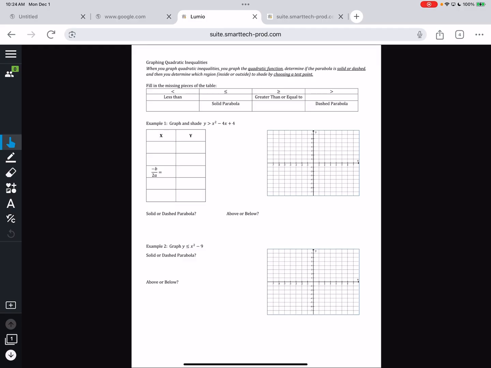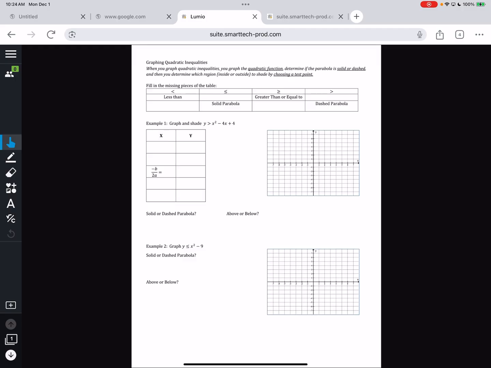Now, back when we were just graphing linear equations, do you remember when we used a dotted line and when we used a solid line? Solid. When it was greater than or equal to, that gave us a solid. If it had that equal to underneath it, it was part of the solution, so it was always a solid line. Same thing for parabolas.